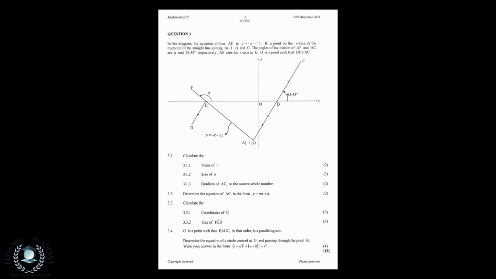Alright, question 3.1.1 asks us to find the value of t. Now t is the y coordinate of A, and A lies on the line AF, where the equation is y is equal to minus x minus 11. Now, to find what t is, we're just going to substitute the coordinates that we do have, so the minus 1 as well as the t, to find our missing y coordinate.